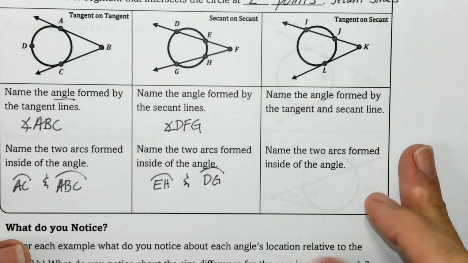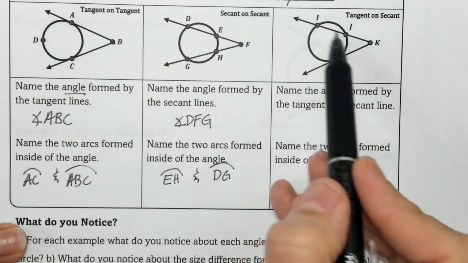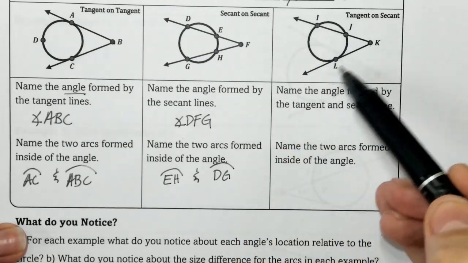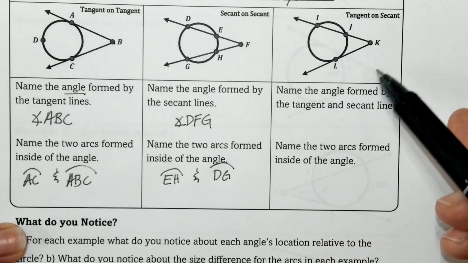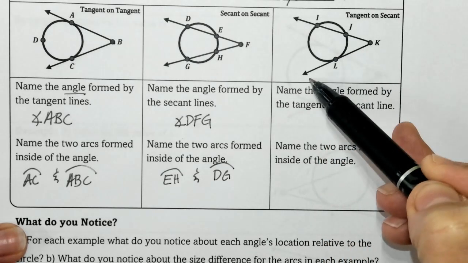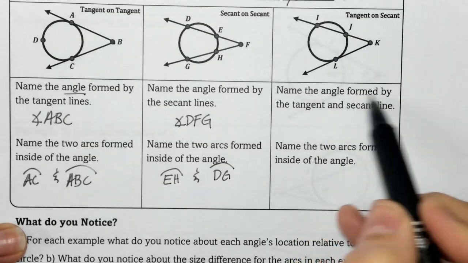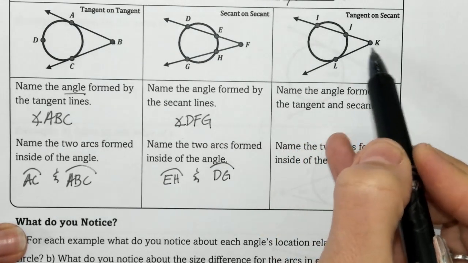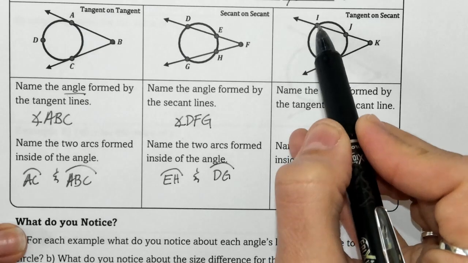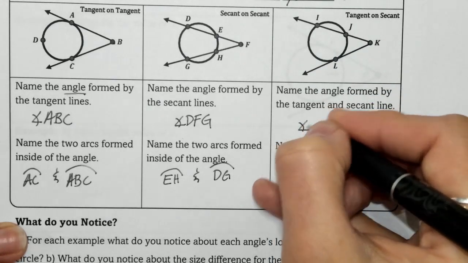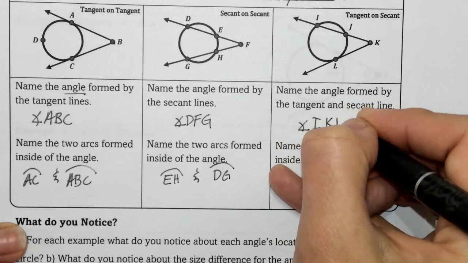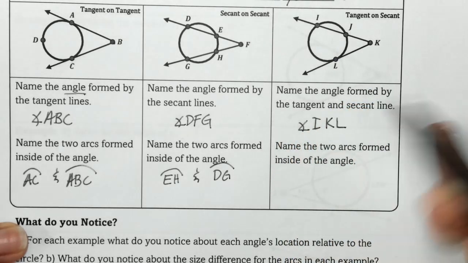Lastly, here we have a secant up top, and we have the tangent down here. Line IK is going to be your secant, and line LK is going to be your tangent. Name the angle formed. Again, the vertex is over here at K, so I'm going to name it angle IKL, remembering that K, the vertex, has to be that center letter.